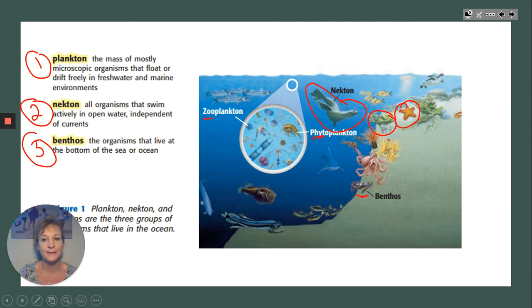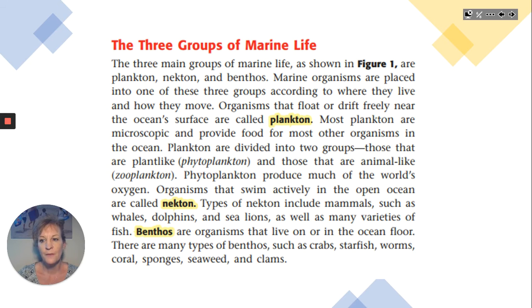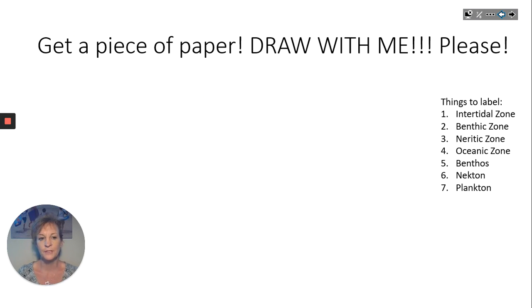I obviously don't have any examples of plankton. So plankton would be the tiny little things that float around in the ocean. So again, you have plankton, nekton, and benthos. Those are the three types of creatures in the ocean. So you can read that later if you need to.